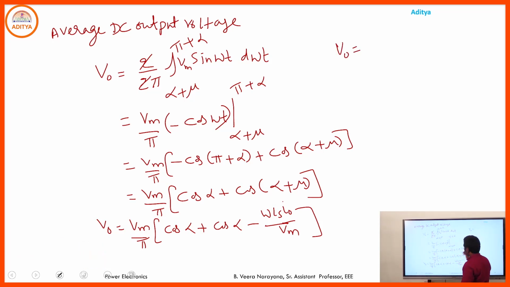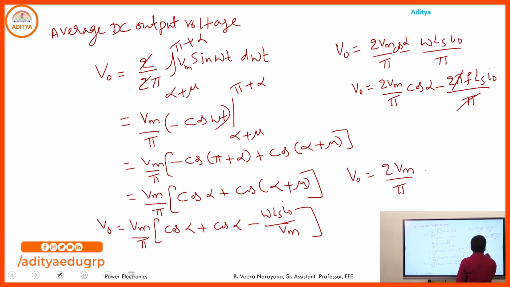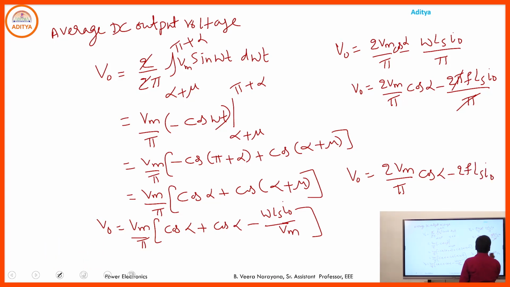V naught is equal to cos alpha plus cos alpha, 2 Vm by pi; cos alpha minus Vm gets cancelled, omega Ls I naught divided by pi. So finally V naught is equal to 2 Vm by pi cos alpha minus, omega written as 2 pi f, Ls I naught divided by pi. Pi gets cancelled, and the final output voltage is 2 Vm by pi cos alpha minus 2 f Ls I naught.